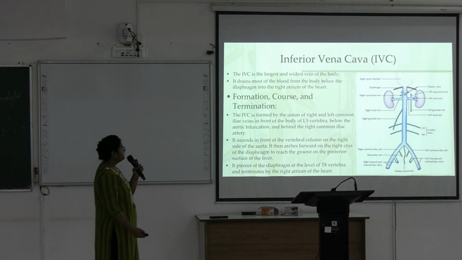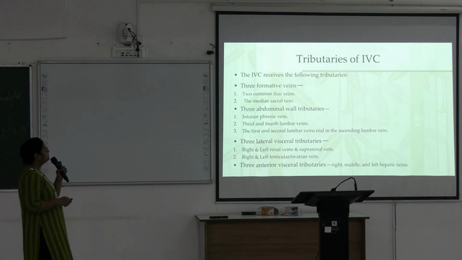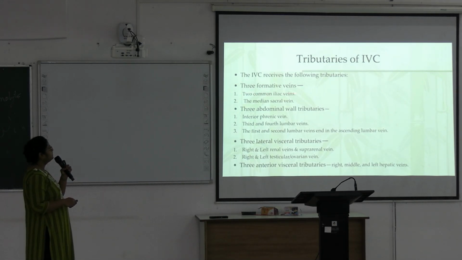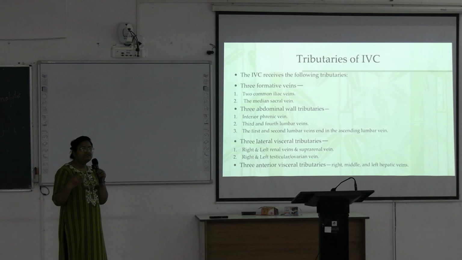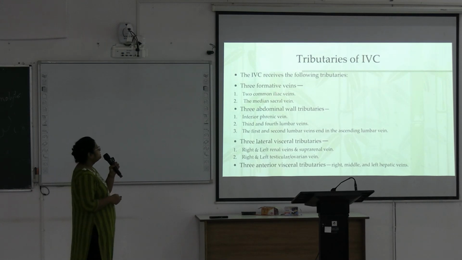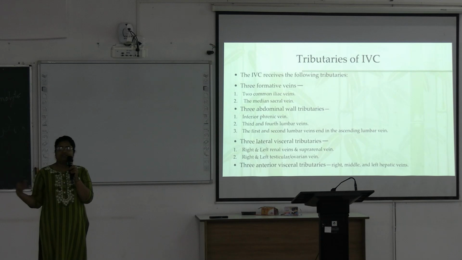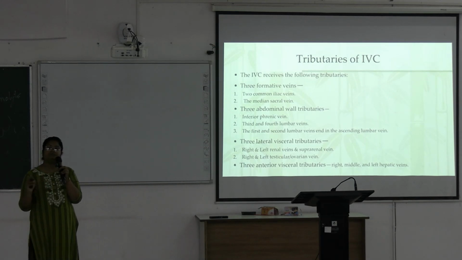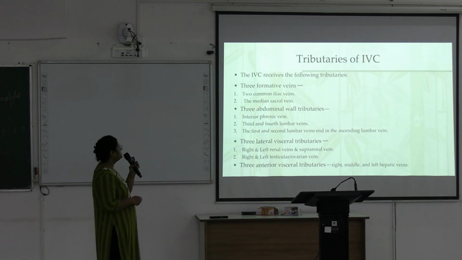Next, the inferior vena cava receives the following tributaries: 3 formative veins, 2 common iliac veins, and median sacral vein. Veins generally correspond to the branches of the abdominal aorta. You have seen the branches of abdominal aorta. Veins are lying along with the arteries mainly. So aorta bifurcates into 2 common iliac arteries, and the vena cava is formed by joining of 2 common iliac veins, and also the median sacral vein joins here.